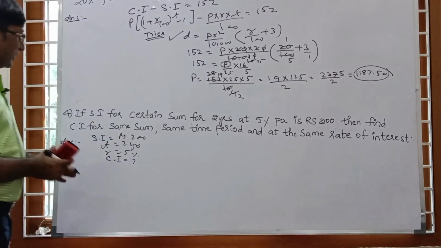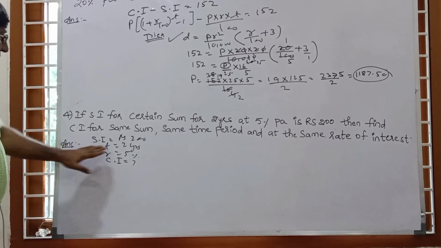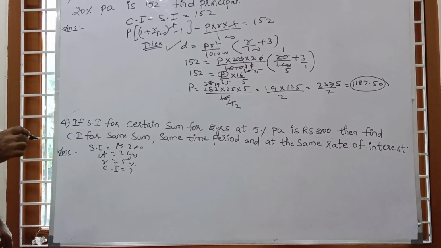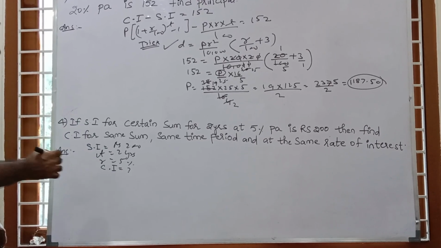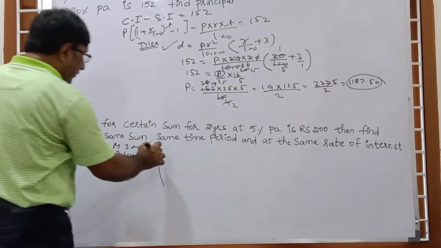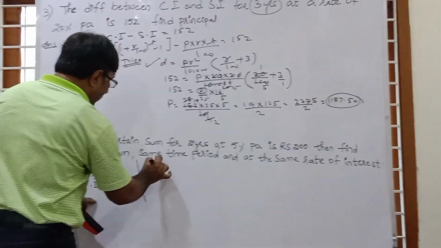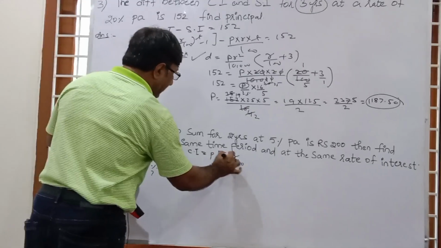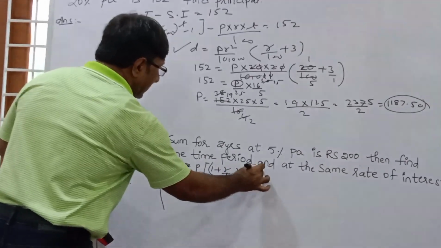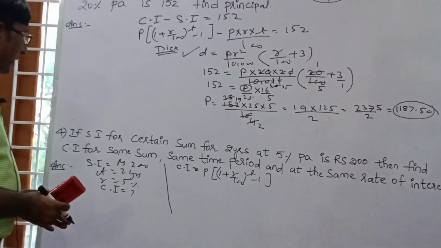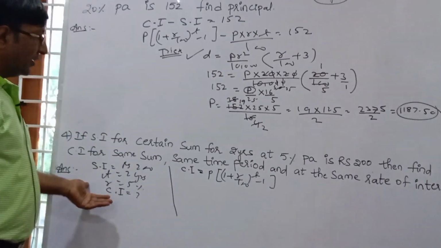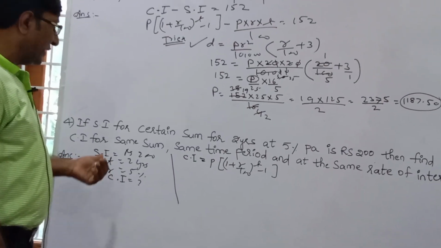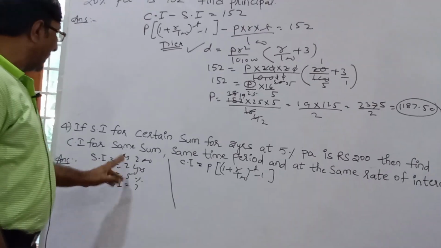If we solve this question by the basic rule, simple interest is given, time is given, rate is given, and compound interest we have to find. You know the basic formula of compound interest: compound interest equals P into (1 plus rate by 100) to the power T minus 1. So we have R and T, but not P, so we cannot find the compound interest with the help of this formula.